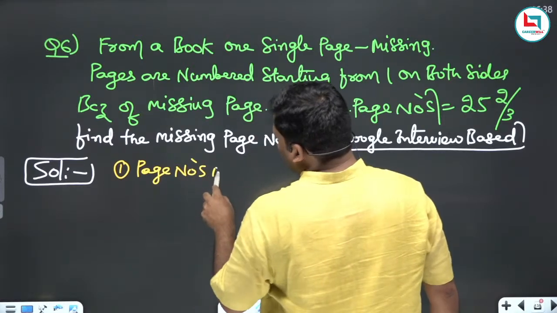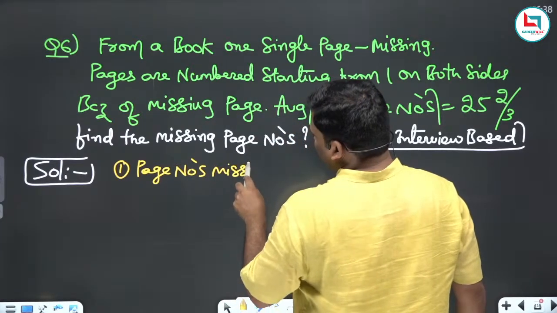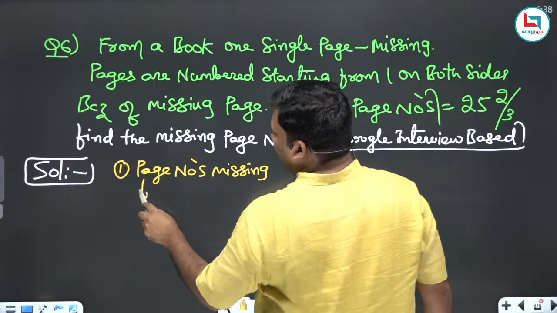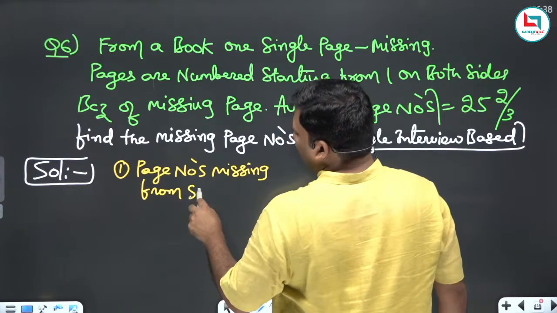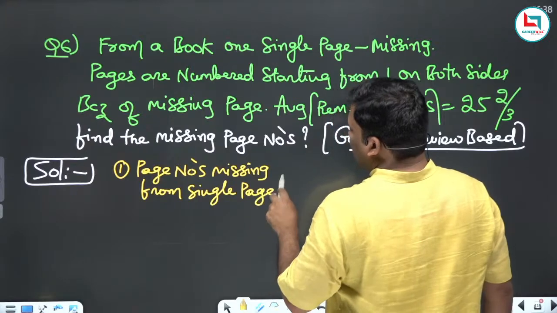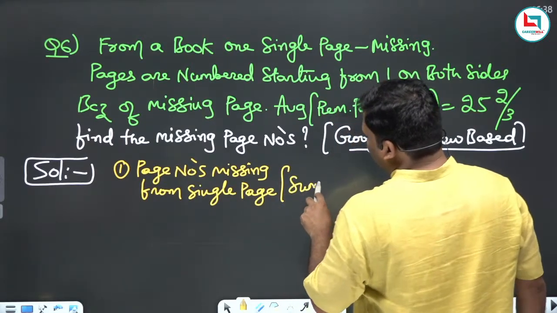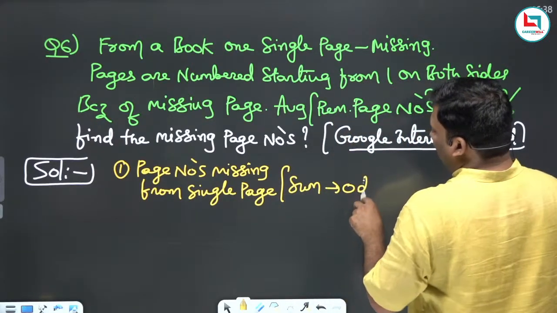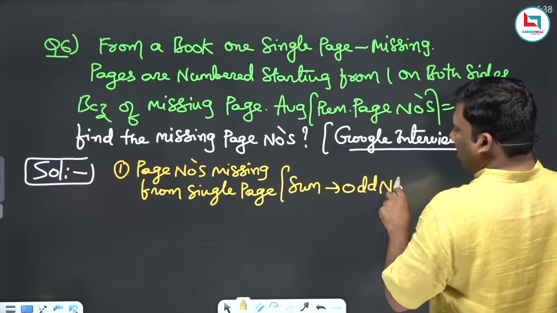Page numbers missing from a single page. What should be the sum? The sum will be an odd number. I hope this point is clear to you.